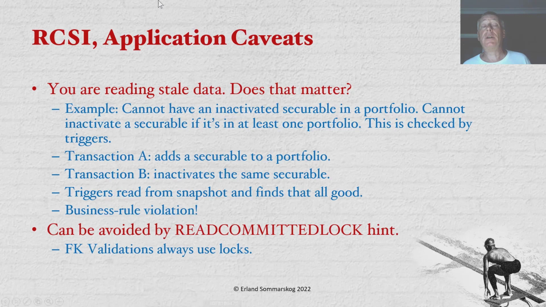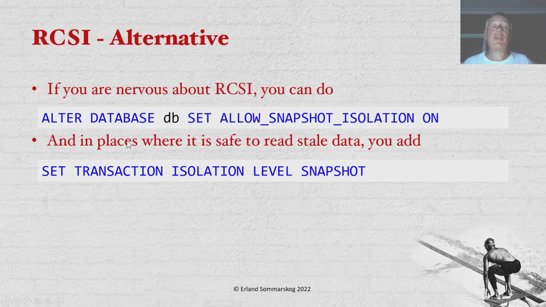And if you get nervous now about read committed snapshot, well, there is an alternative. You can say alter database set allow snapshot isolation on, and this does not require single user mode. And in places where it's safe to read stale data, for example, report procedures, you say set transaction isolation level snapshot. So now these procedures will read from the snapshot and there will be no locks.